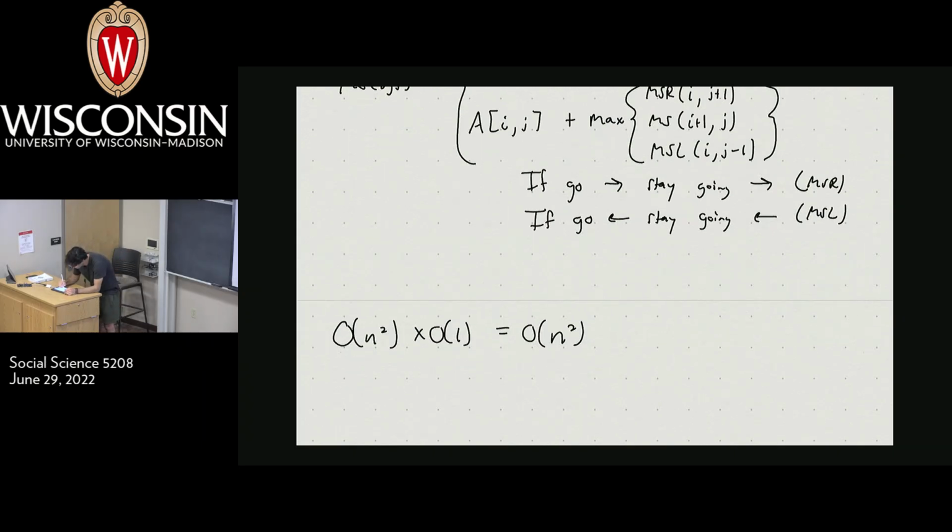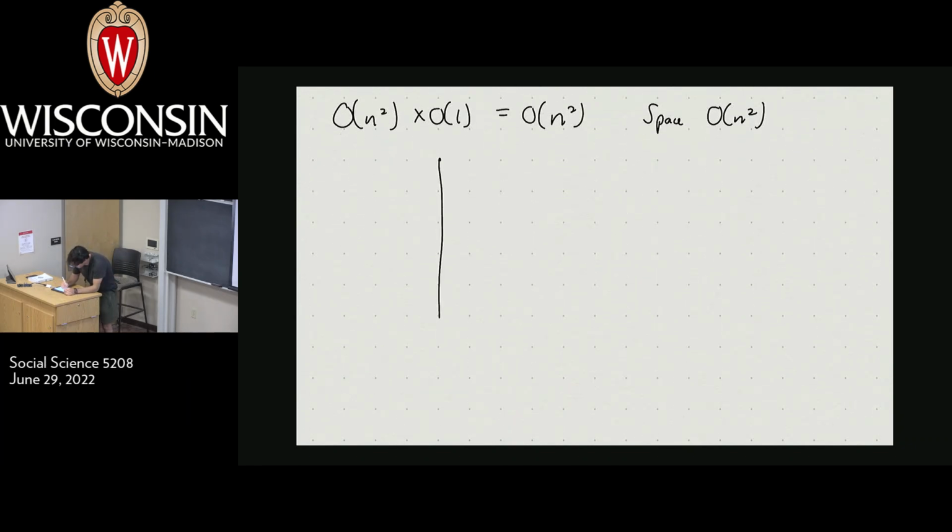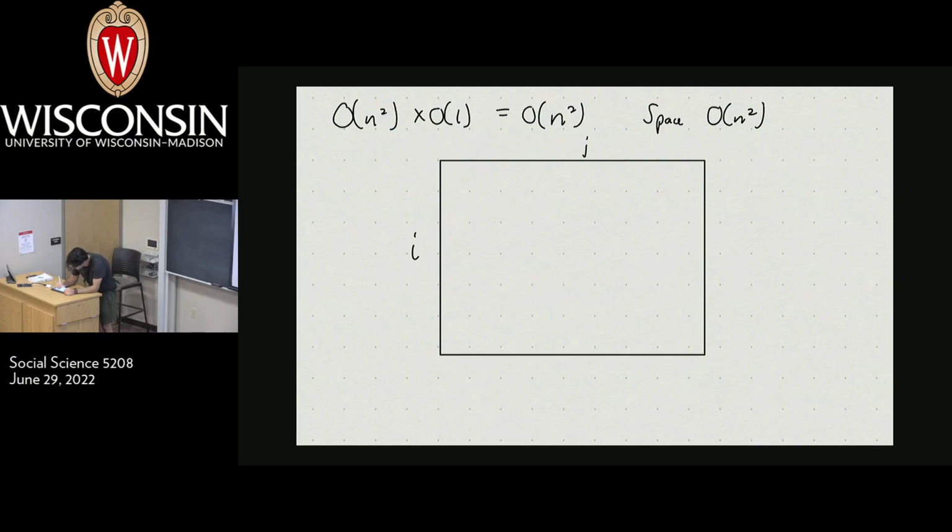The space, again, is O of n squared. Now the diagram's actually easier. So like I said, MS only cares about MS for the previous row. So if we drew the picture here, what we have is i and j. This cell ij only depends on i plus 1, j directly. The other dependencies are on completely different charts.